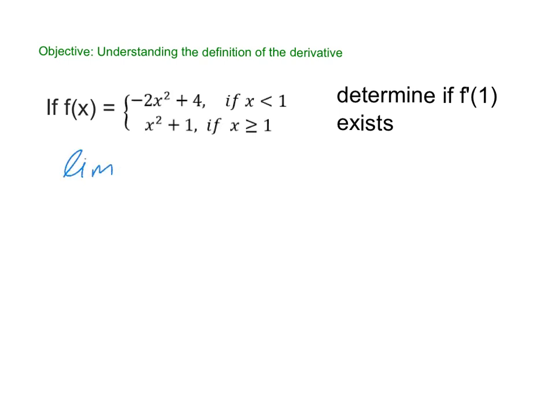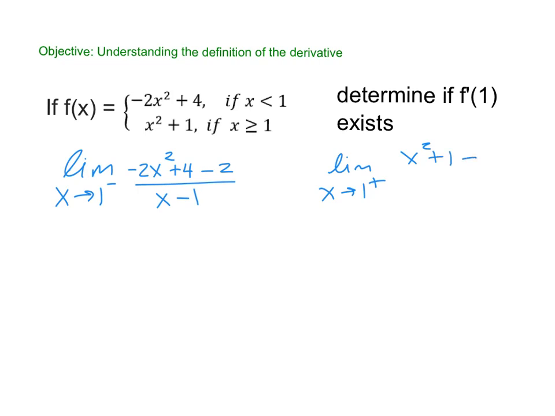So the limit as x approaches 1. I'm going to start with the top, negative 2x squared plus 4 minus, let's see, if we plug 1, this is really 1 from the left, right? If we plug in 1, we get 2 all over x minus 1. And then we're going to do the limit as x approaches 1 from the right. So now this is the bottom, x squared plus 1 minus 2 all over x minus 1.